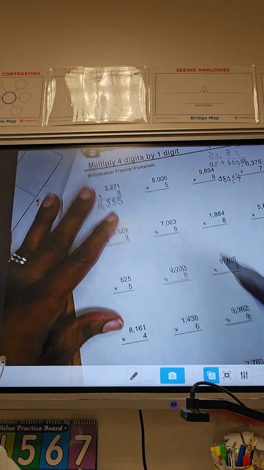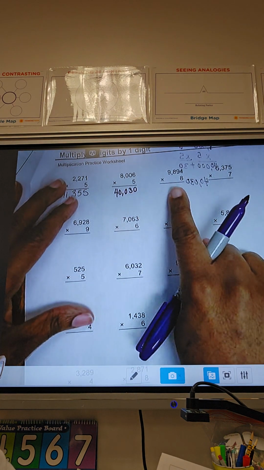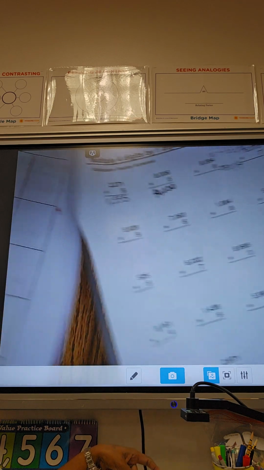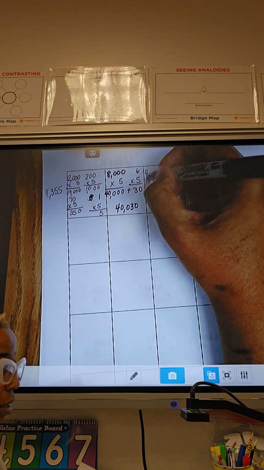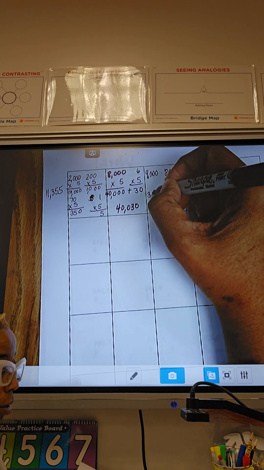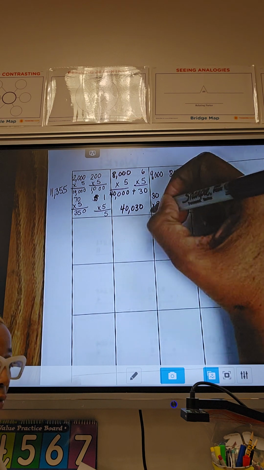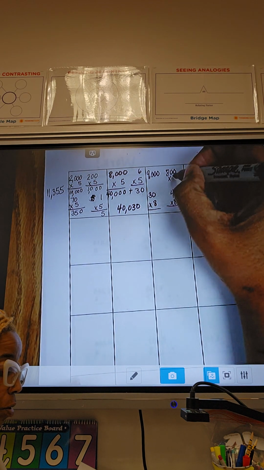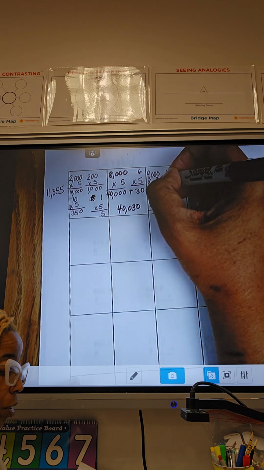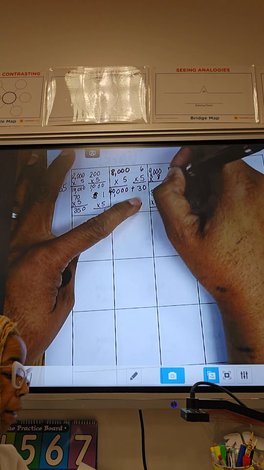We're going to do one that's a little more difficult. 9,834 times 8. So it's 9,000, 800, 30, and 4, and each times 8. Okay, I'm going to do that in a different color to make sure you can see it. All right, 3 zeros, bring them on down.